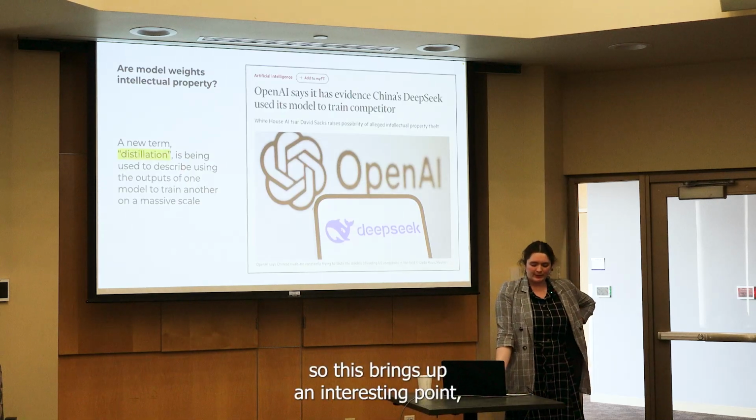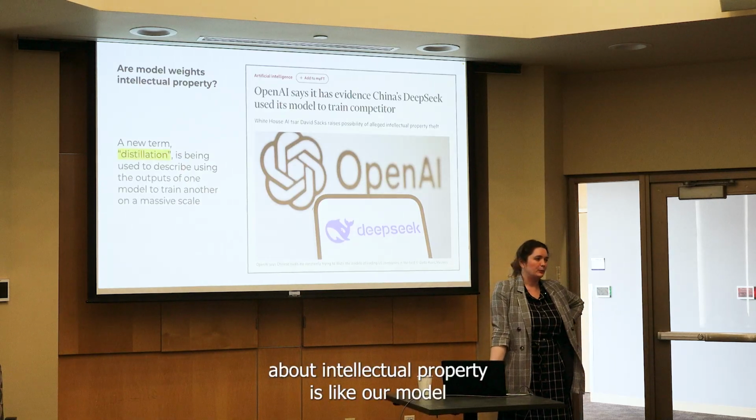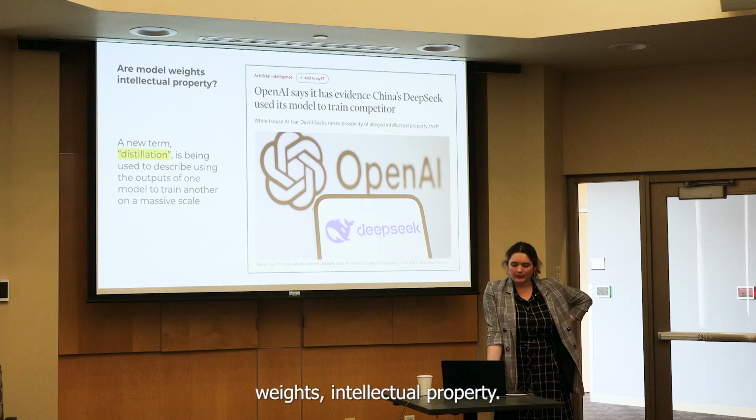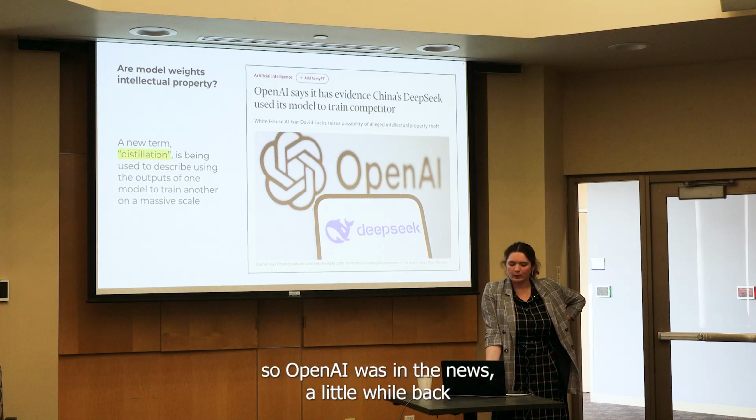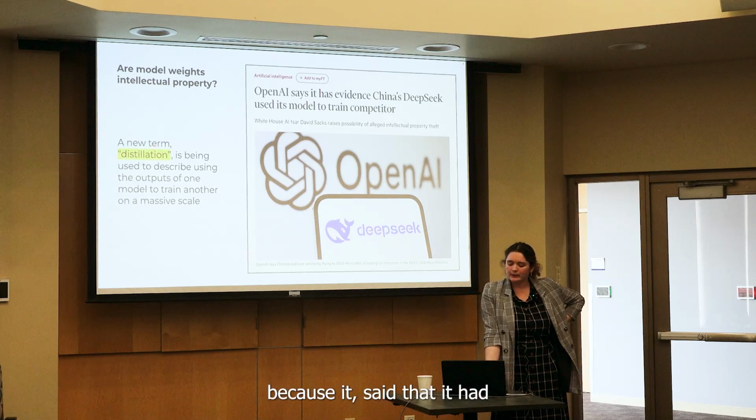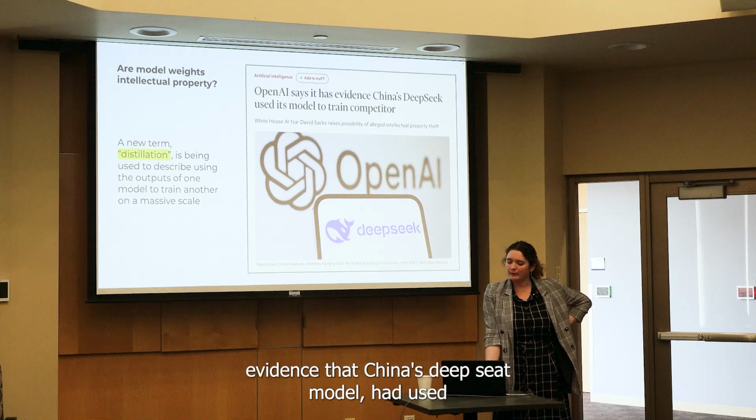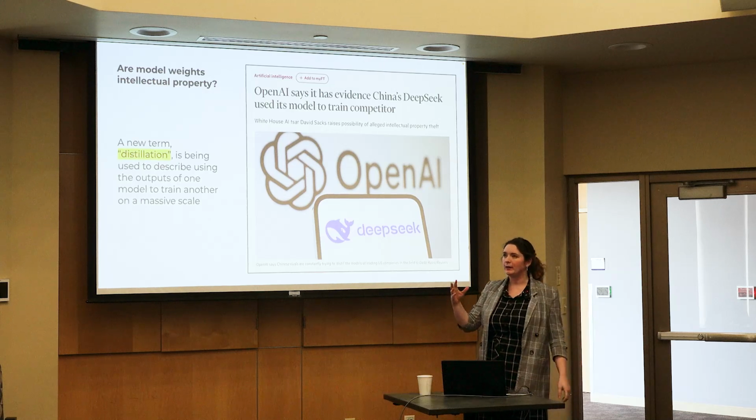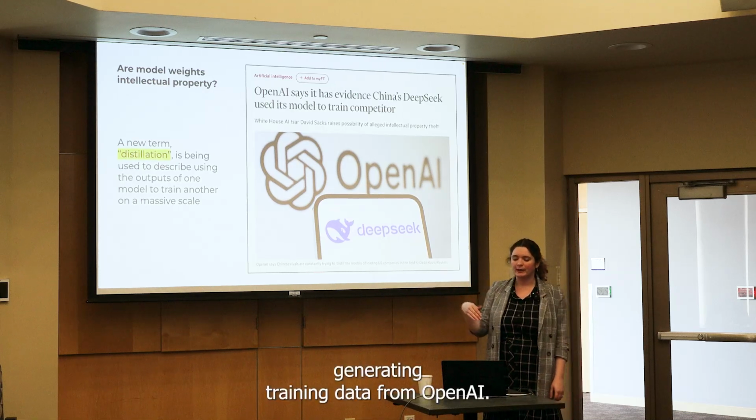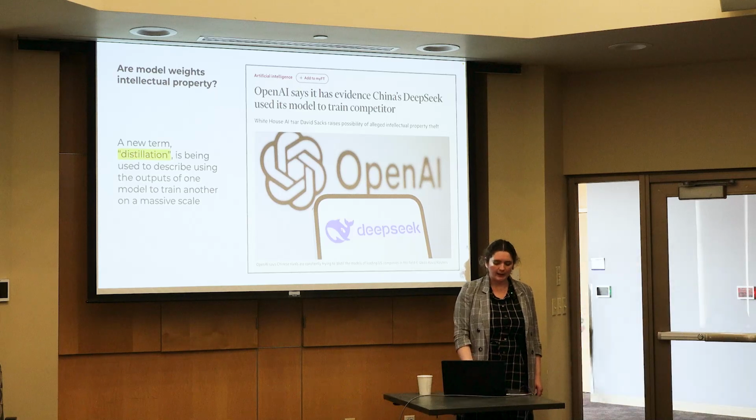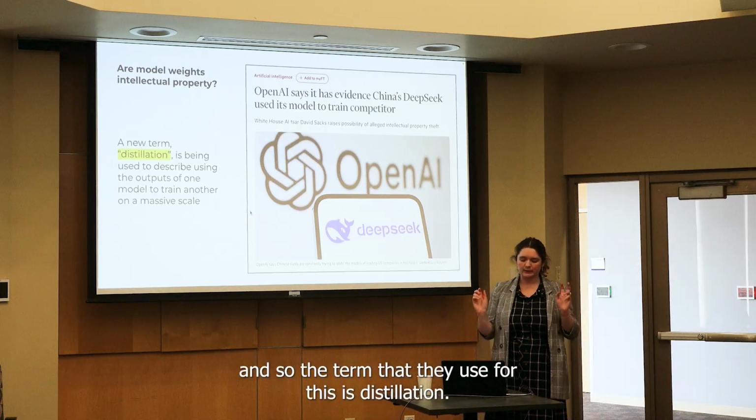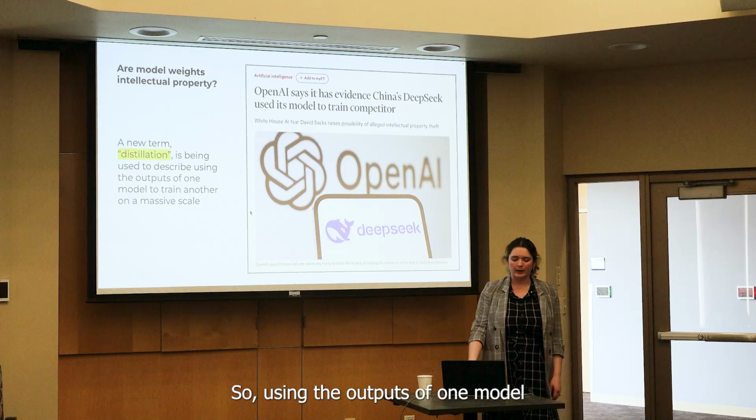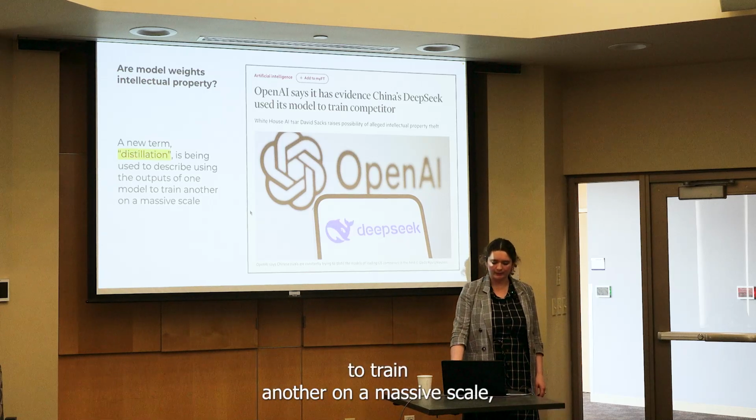So this brings up an interesting point about intellectual property: are model weights intellectual property? So OpenAI was in the news a little while back because it said that it had evidence that China's DeepSeek model had used OpenAI's model to train, so that it had actually been generating training data from OpenAI. And so the term that they use for this is distillation, so using the outputs of one model to train another on a massive scale.